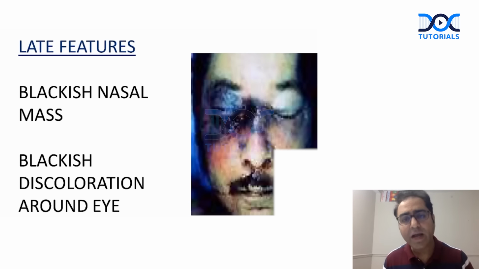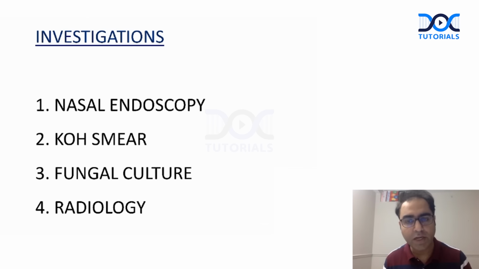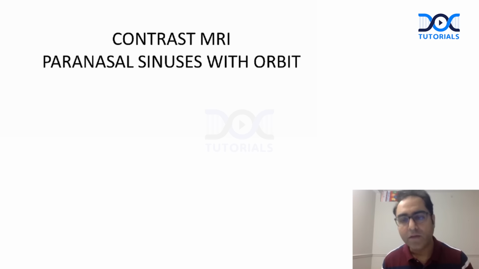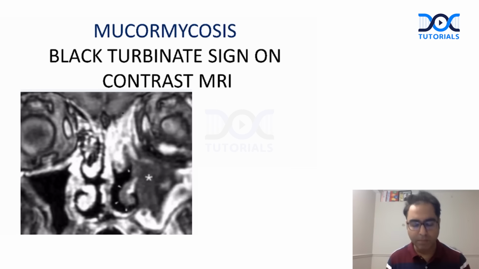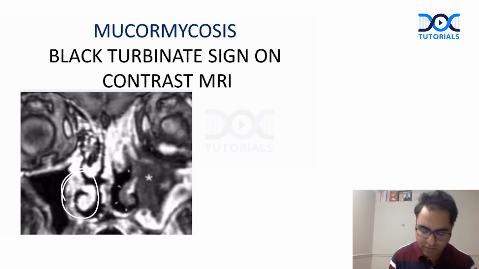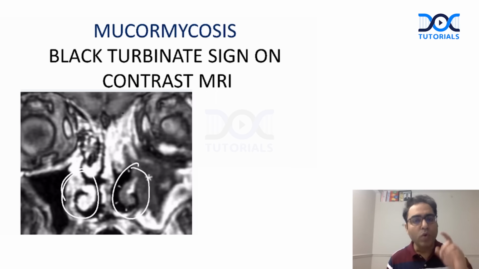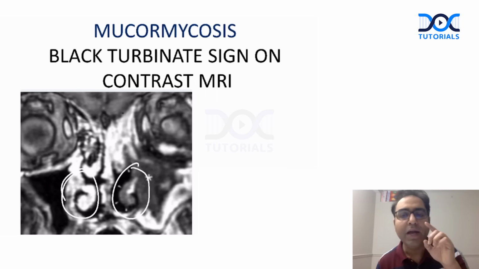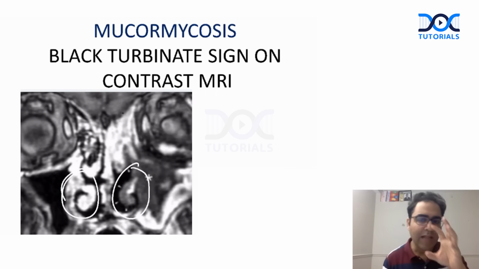Okay, now what is the best investigation for this patient? Not the KOH smear, not endoscopy. The best thing would be radiology. You should go for the contrast MRI of the sinus with the orbit, and you will see the black turbinate sign. Please see, can you see black turbinate sign over there? The normal turbinate is absolutely okay, but the diseased side turbinate is black. Why? Because mucor is an angioinvasive fungus. It causes ischemic necrosis, and that shows the black turbinate sign over there.